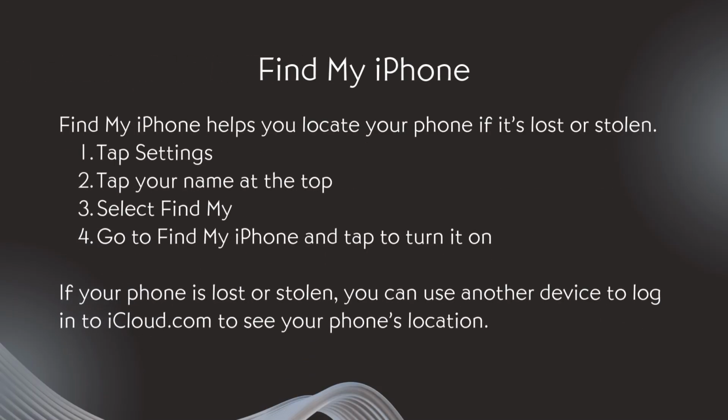So the steps to Find My iPhone. Tap Settings, tap your name at the top, select Find My, go to Find My iPhone, and tap to turn it on. If your iPhone is lost or stolen, you can use another device to log into iCloud.com to see your phone's location. If you've shared your location with someone else, they would also be able to help you locate it.